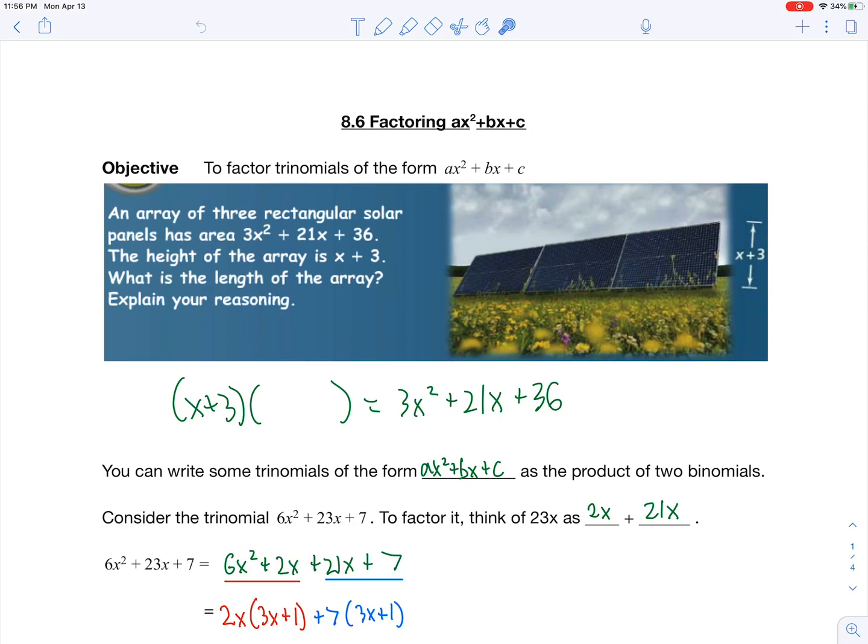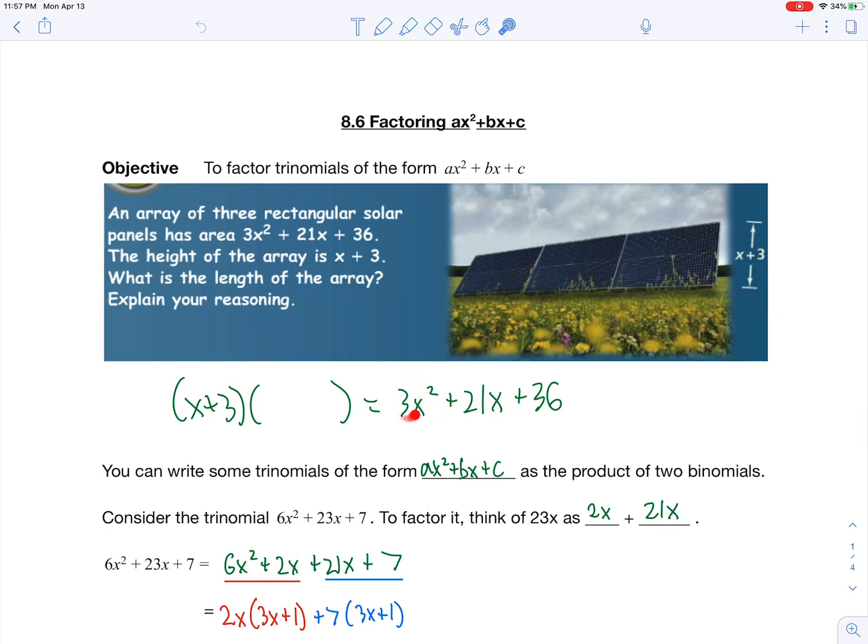The a stands for something like this question where I'm setting up this rectangular solar array, and it's giving us the area, 3x squared plus 21x plus 36. They give us the height, which is x plus 3, and it's up to us to find the length. We know if we multiply height times length, that would make our area. And in our last couple sections, we'd say x plus 3 times x plus something is going to give me this 3x squared plus 21x plus 36.